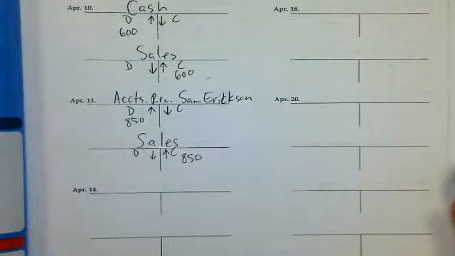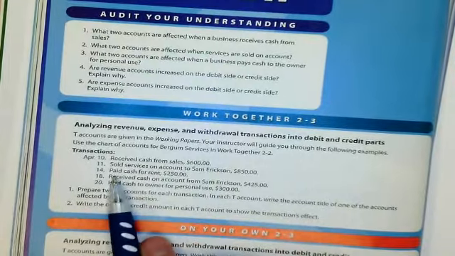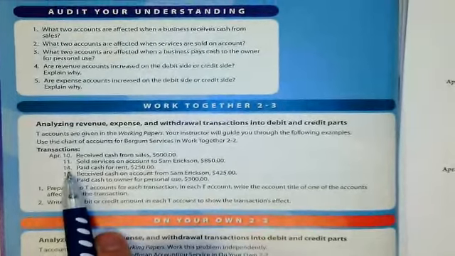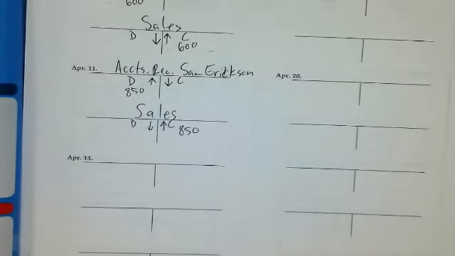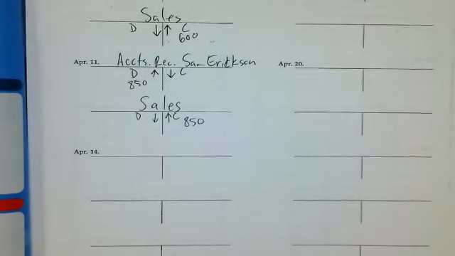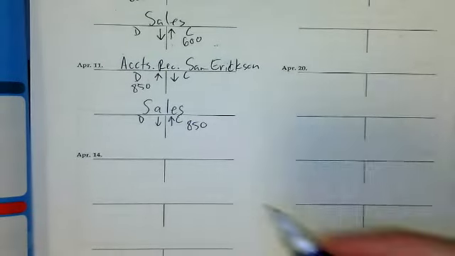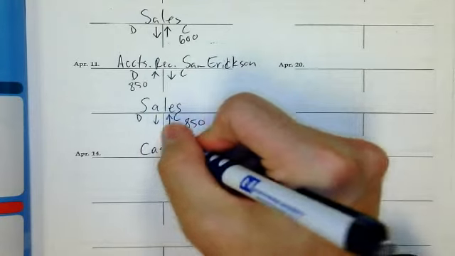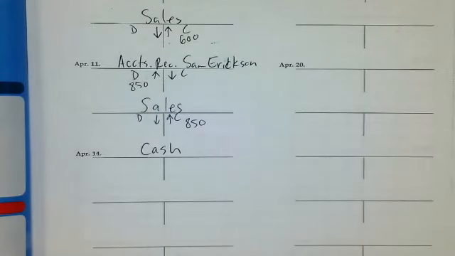Next transaction says paid cash for rent. It happens on April 14th. The dates are going to start being important next chapter. Paid cash for rent, $250. So we have two accounts. The first one is the account that we've used over and over again. What's it called? Cash. And the next one is rent.